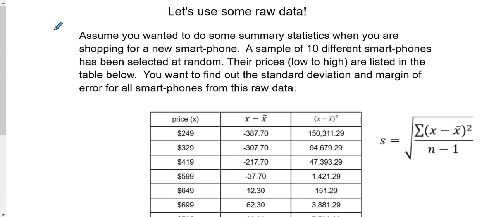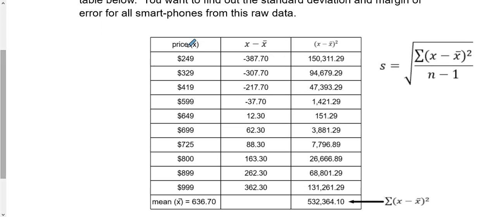Assume you want to do some summary statistics when you are shopping for a new smartphone. A sample of 10 different smartphones has been selected at random. Their prices are listed low to high in this table, and you want to find out the standard deviation and the margin of error for all smartphones from this raw data. So we've got 10 different smartphones.